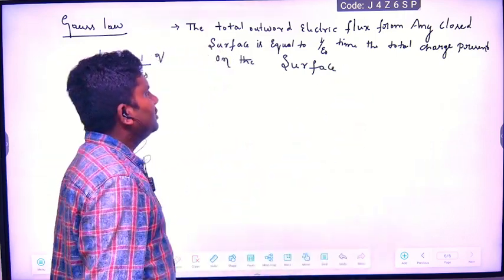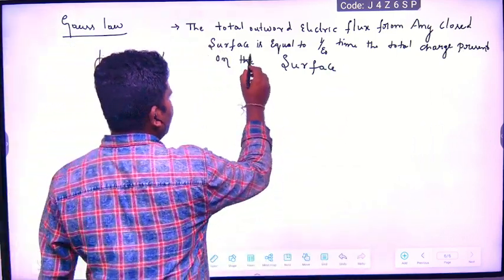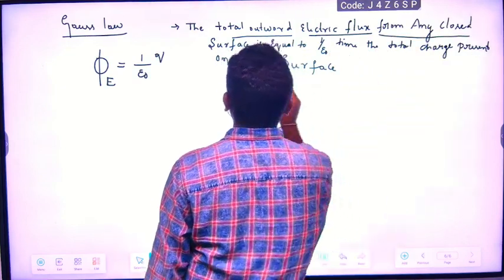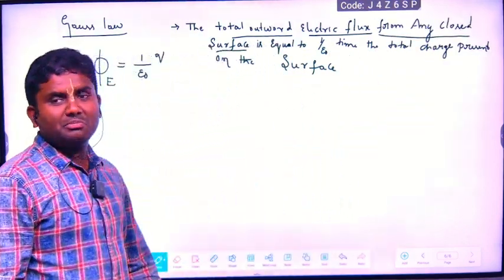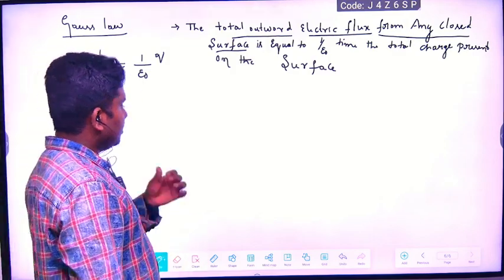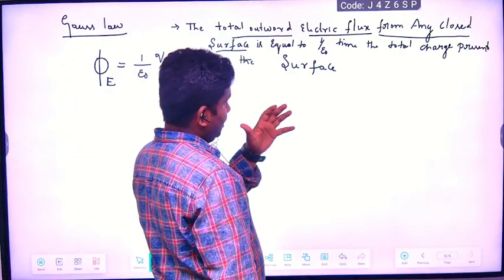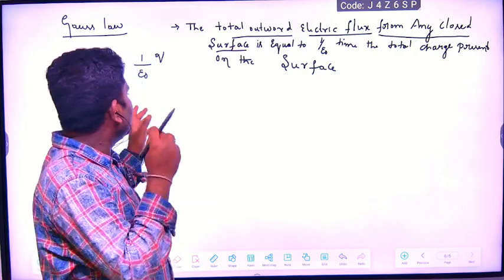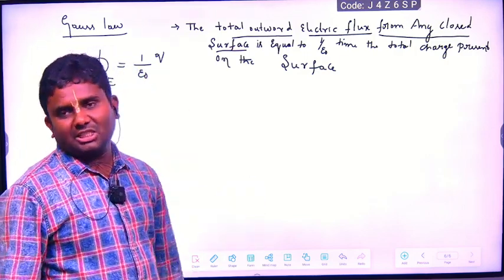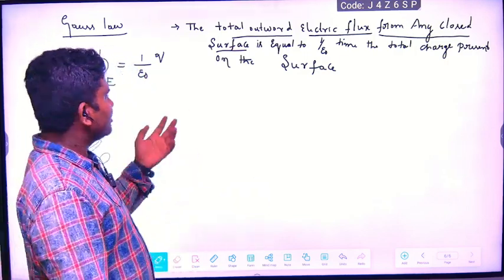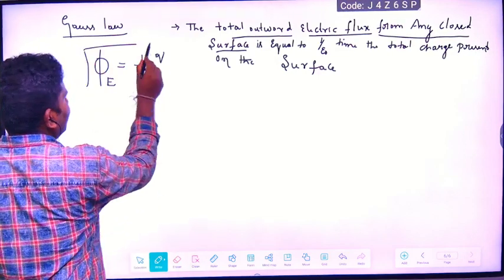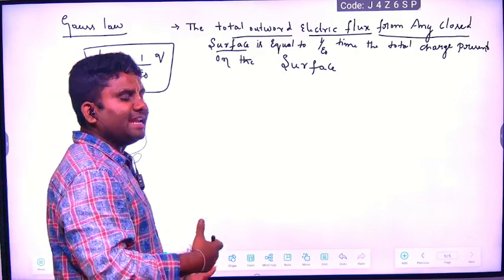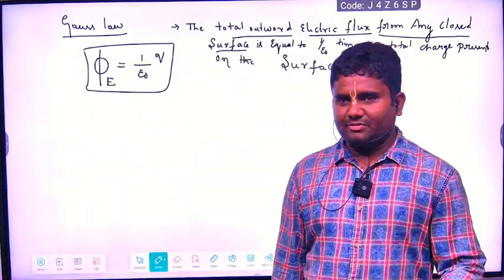Here, the total outward electric flux is from any closed surface. Gauss mentioned it is a closed surface, so any surface you take should be a closed surface. Then the total flux depends on the charge. So this is what Gauss law is. You can apply Gauss law for any surface, and it should be a closed surface.